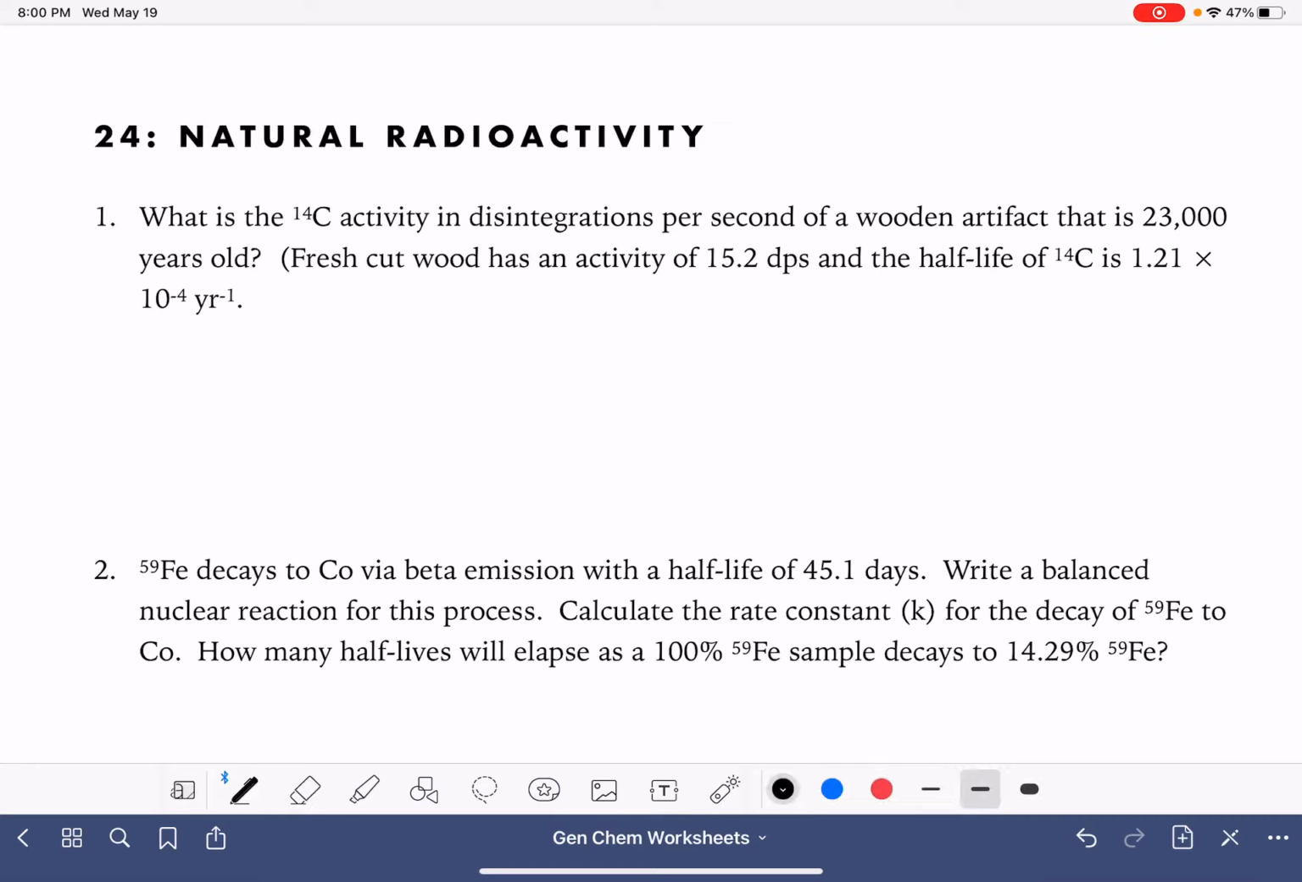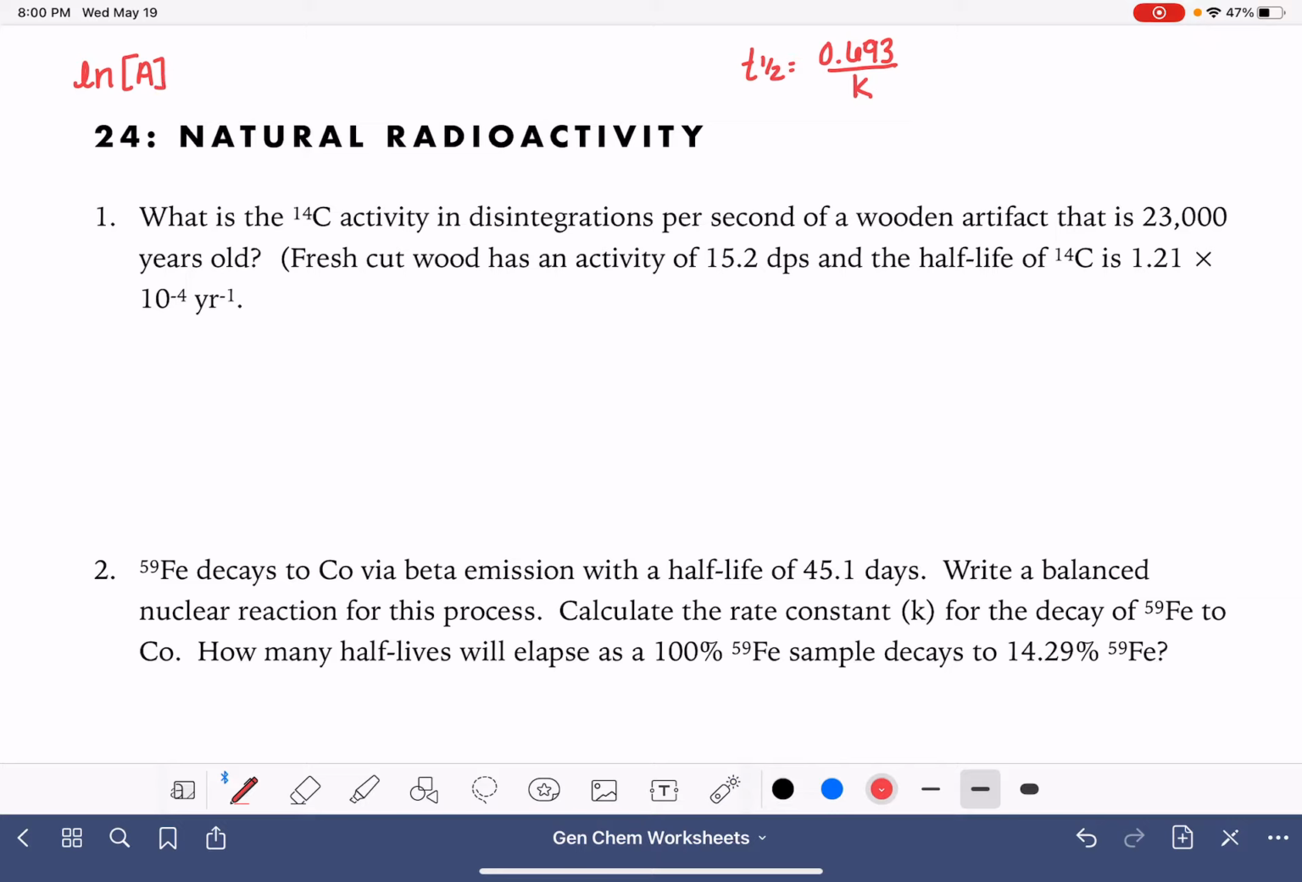On this worksheet, we're going to solve a couple of different problems involving radioactive decay. Radioactive decay follows first-order kinetics, which means for a substance that's undergoing radioactive decay, the half-life of that substance is equal to 0.693 divided by the rate constant, K. Also, for radioactive decay, we can use the instantaneous rate law for a first-order reaction.